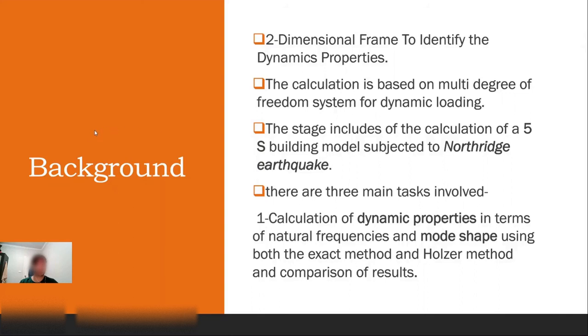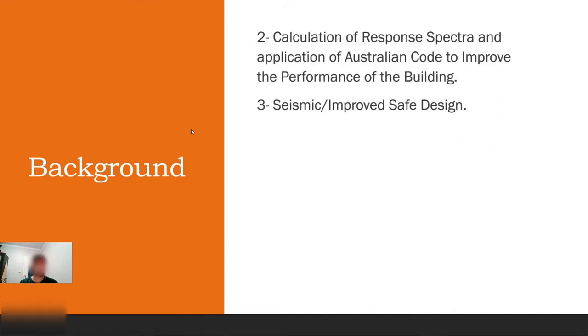There are three main tasks involved. The first is the calculation of dynamic properties in terms of natural frequency and mode shapes, and the comparison of the results by the exact method and the Holzer method. The second task involves calculation of response spectra, and the performance of the building is checked through the Australian code for improved performance design.